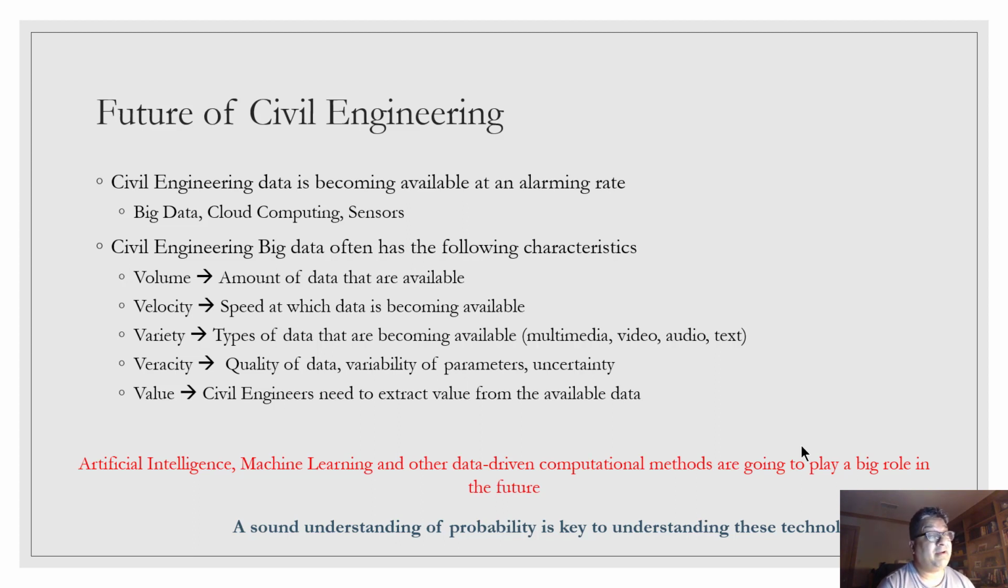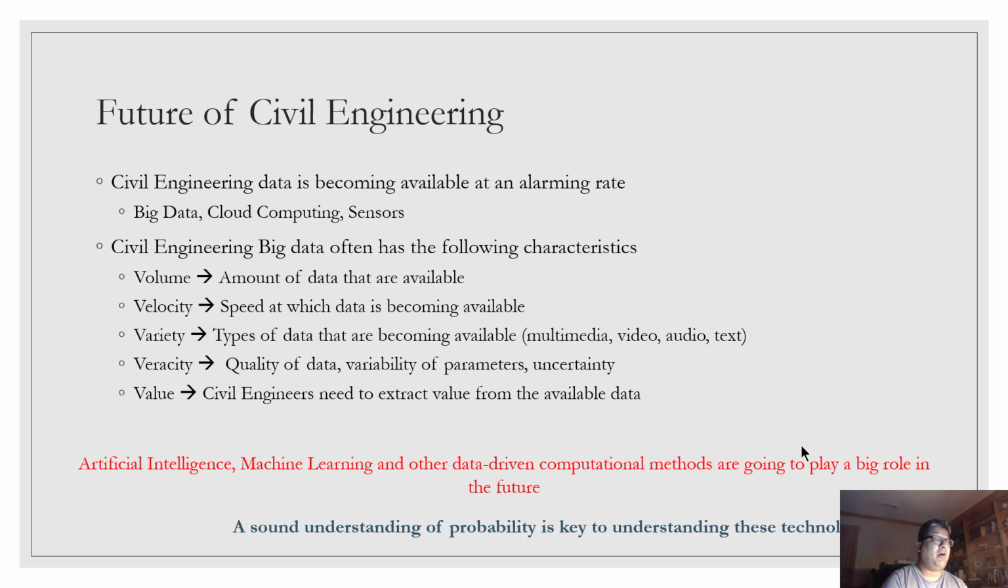So the quality of data, the variability of the parameters, characterizing that uncertainty in the data becomes very important, which again is where the concepts of probability come in very handy, as the fundamental building blocks for looking at data that exhibit variability and uncertainty. And of course, as civil engineers, we want to extract as much value as we can from those data. And if we have uncertainty and variability in our data, really the probabilistic tools help us collect that data efficiently and analyze that data efficiently.